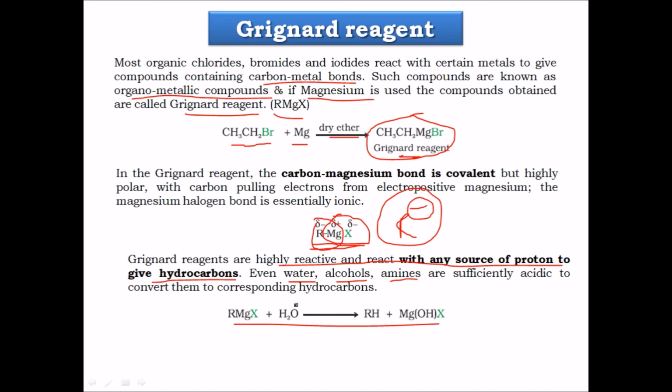As you know, H2O will donate a proton, H plus, and the R minus carbanion will just abstract one proton and convert into RH, and along with that we get a byproduct here, Mg(OH)X. Right, in all cases we get the same RH if we treat with any compound which is a source of proton. Right, this is one reaction.